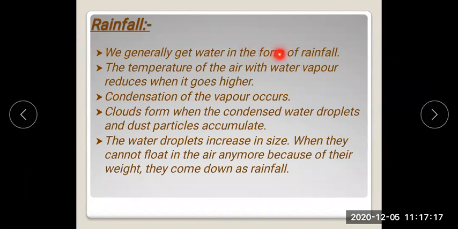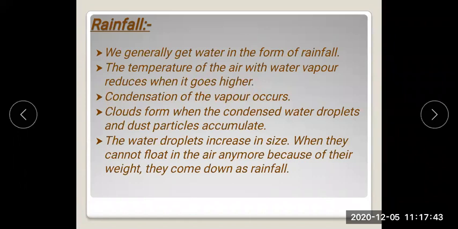We get water in the form of rainfall. The temperature of the air with water vapor reduces when it goes higher. When it goes higher and higher, the condensation of the water vapors is formed there.